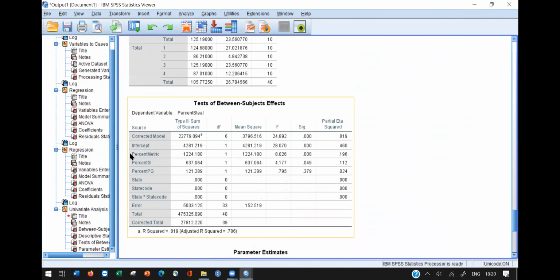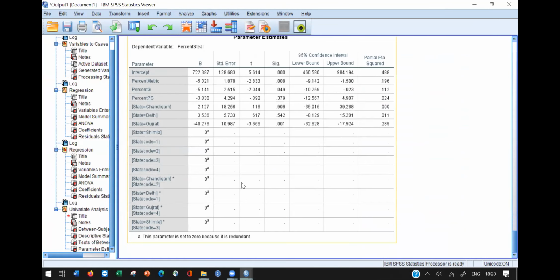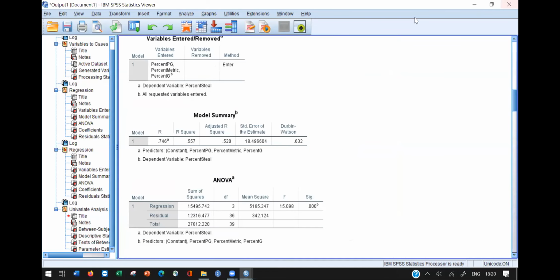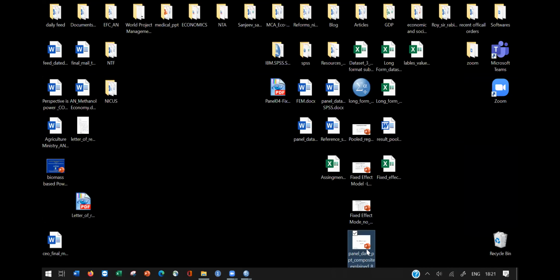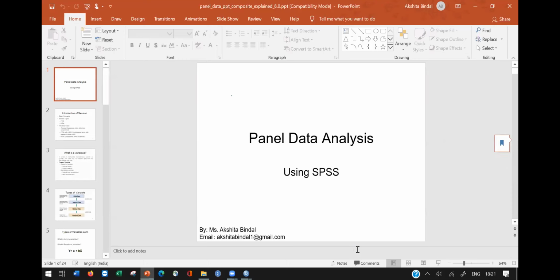Descriptive statistics I have got, tests of between-subjects effects I have got, the partial eta square, which I'll be explaining to you, and I have got the parameter estimates as well. So these are the results that I have got. I can save those results if I want to in SPSS itself. So this is the fixed effect model and how it is done through SPSS. Coming on to the random effect model, which is very difficult or not convenient to perform in SPSS, we perform it in command-based software.